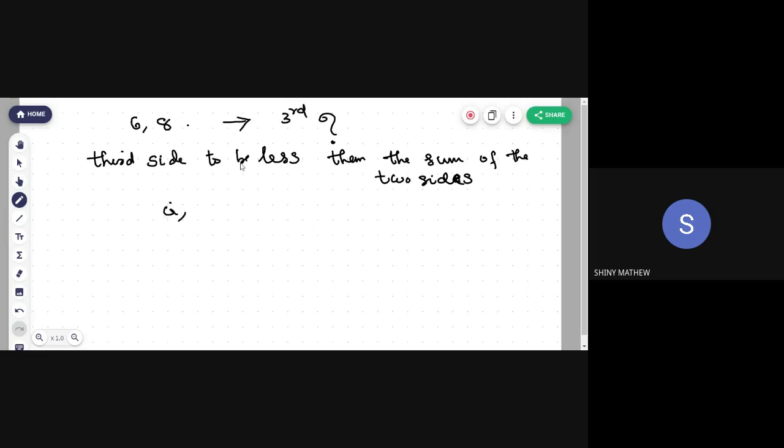Miss, can you tell the question again? Okay, the two sides are given as 6 and 8. Then what will be the measure of the third side?